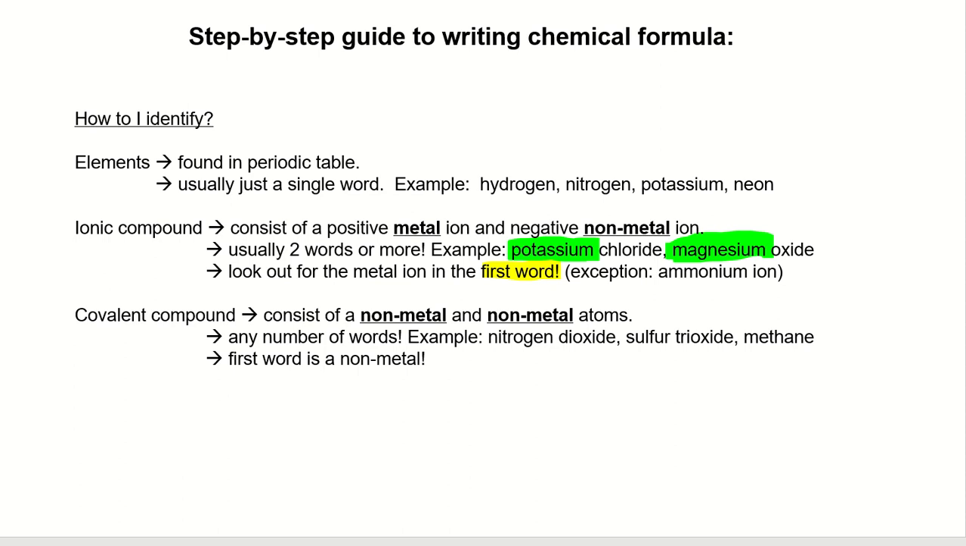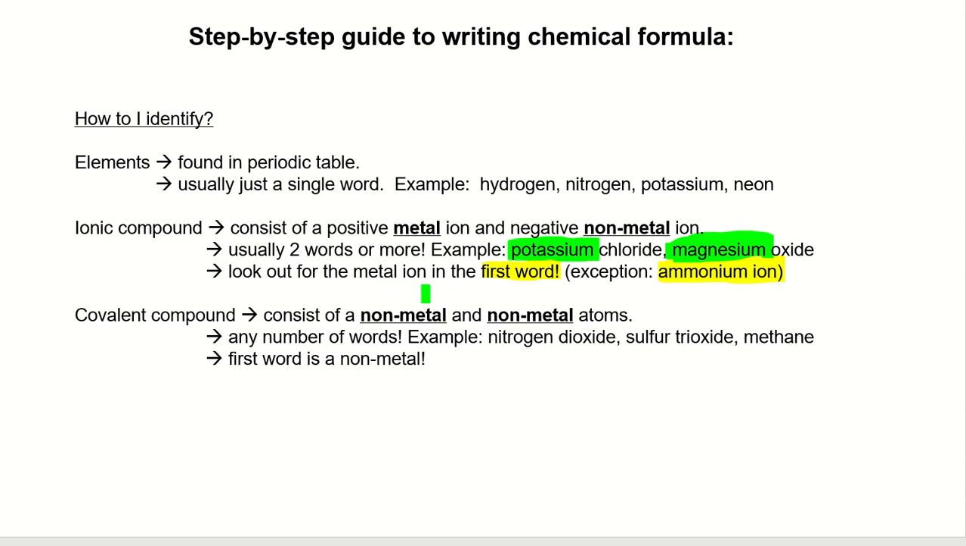Of course, there's an exception: the ammonium ion. Although the ammonium ion does not contain any metal, if it forms a compound such as ammonium chloride, it is still an ionic compound. And of course, last but not least, how do we identify a covalent compound?